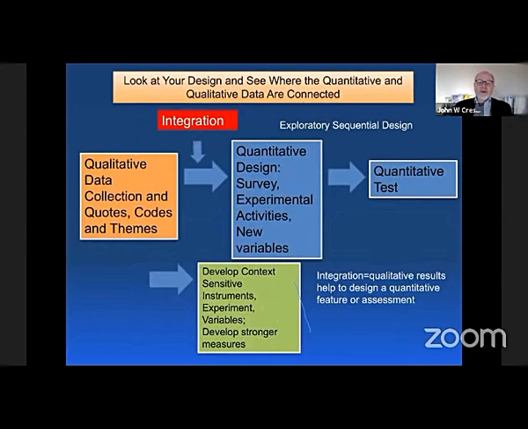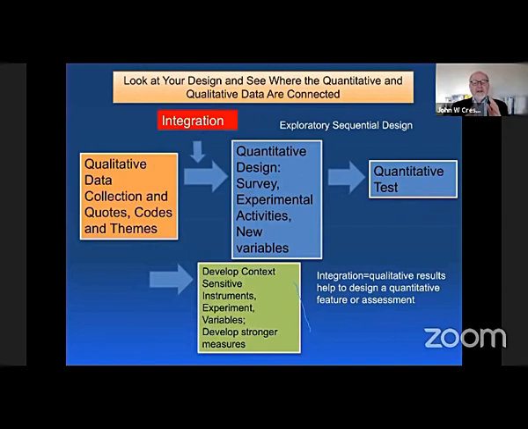And then exploratory sequential design, integration. We start qualitatively and collect qualitative data, and then we build some type of a quantitative measurement assessment, like a survey or experimental activities or even new variables. The integration is between the quantitative results and the design of a quantitative assessment instrument or activities. So integration lies right here between these two points.